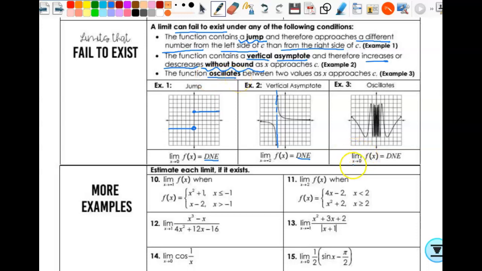Okay. And the third time is when the function oscillates between 2 values. So the limit as x approaches 0. You can see that it's just bouncing back and forth as it gets closer and closer to 0, so it's not approaching anything because it's jumping back and forth. So that's it, it does not exist also. Okay, we good?